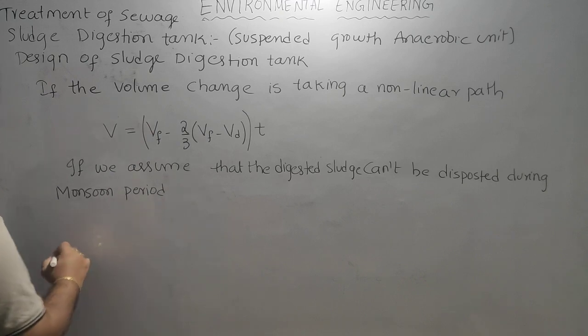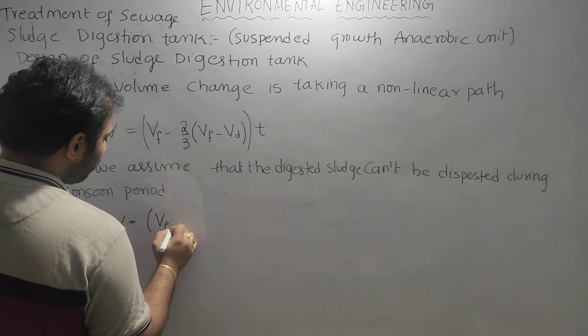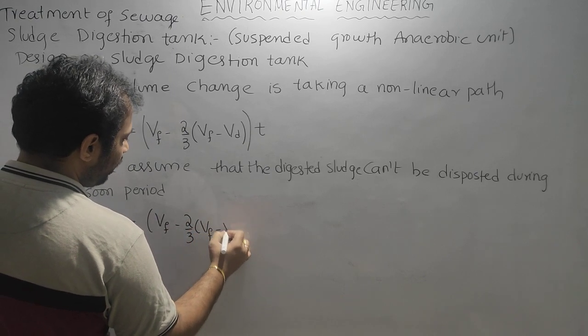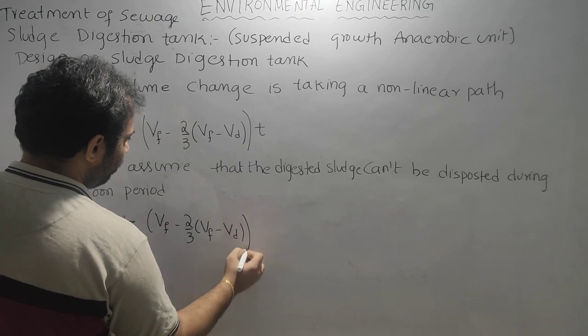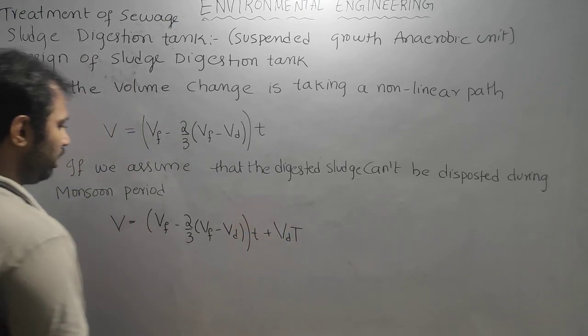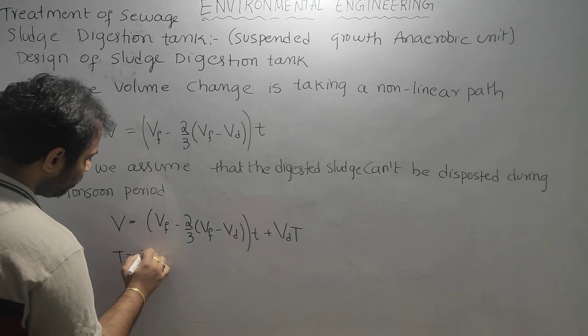Okay, in that case the volume will be Vf minus 2/3 (Vf minus Vd) into T plus digested sludge during the monsoon period. So this T is the monsoon period.